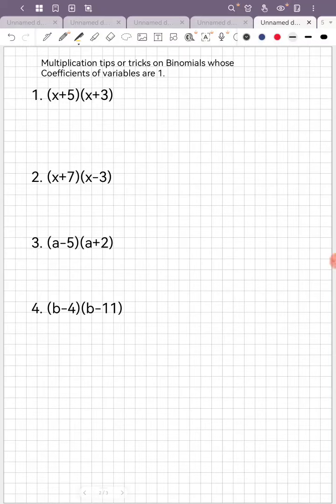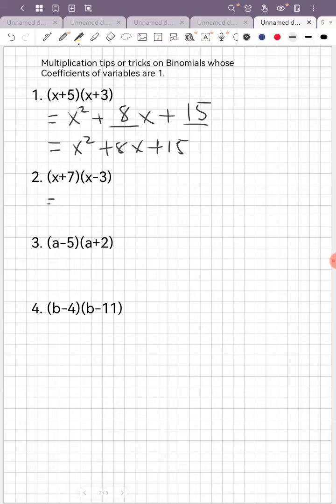Multiplication tips or tricks on binomials whose coefficients of variables are 1. Okay, so the pattern would be this one: x squared plus blank x plus blank. So 5 plus 3 is 8, then 5 times 3 is 15. So all you need to do is to add this one and then multiply this one. So it becomes x squared plus 8x plus 15.